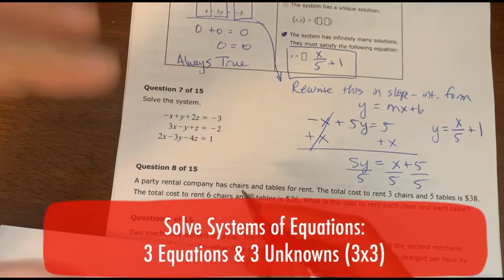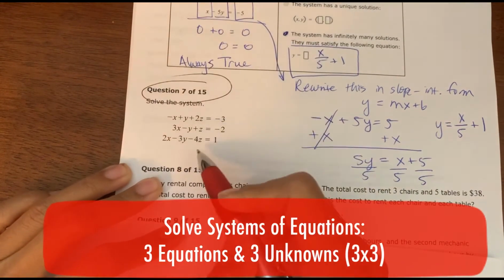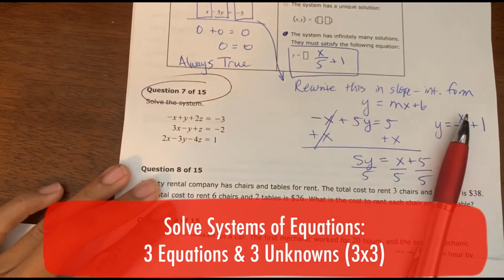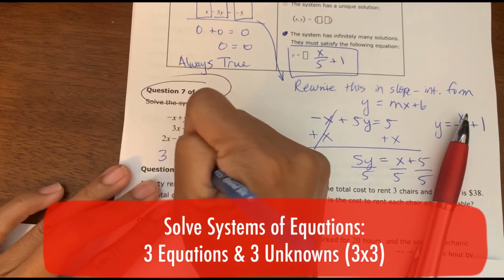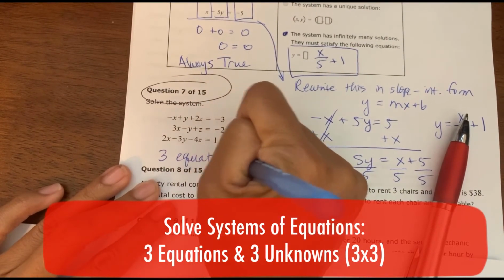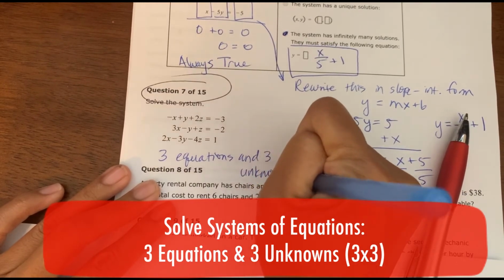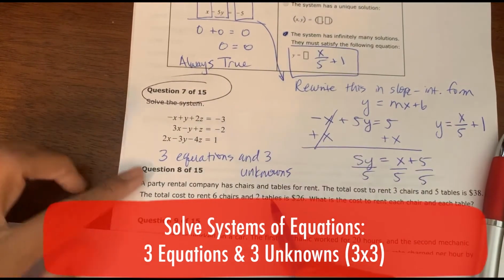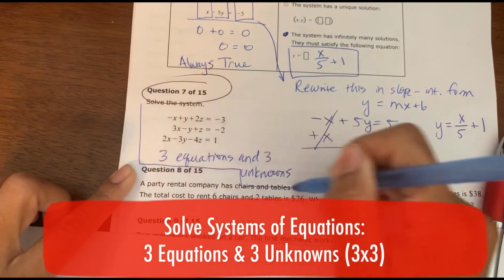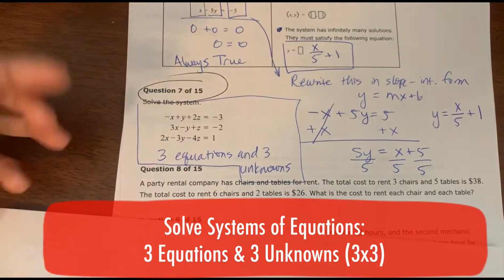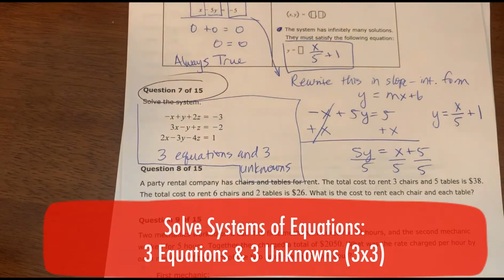In this problem here, question number 7, we have a 3 by 3. A 3 by 3 is when you have 3 equations and 3 unknown variables. So here in this problem, you need to solve for x, y, and z. So how do we solve a problem with x, y, and z?